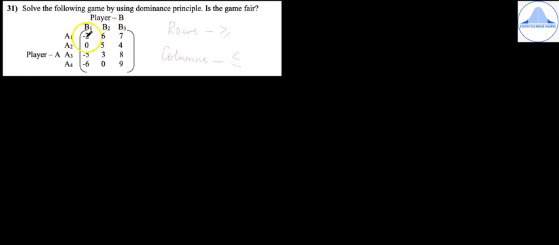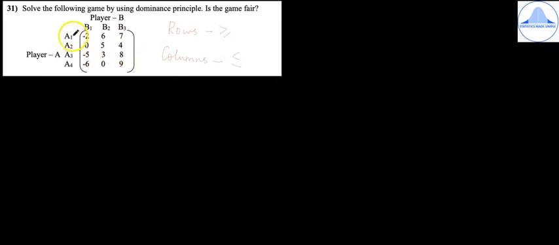So let's start the comparison. First I'll compare A1 and A2. Minus 2 is not greater than 0. Then compare A1 with A3. Minus 2 is greater than minus 5. 6 is greater than 3, but 7 is not greater than 8. Next do A1 with A4. Minus 2 is greater than minus 6. 6 is greater than 0, but 7 is not greater than 9.